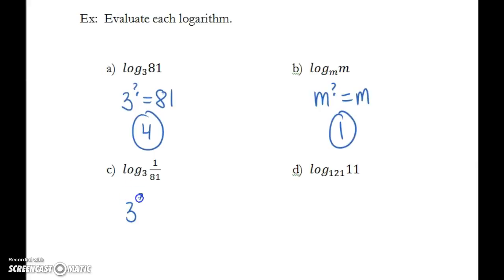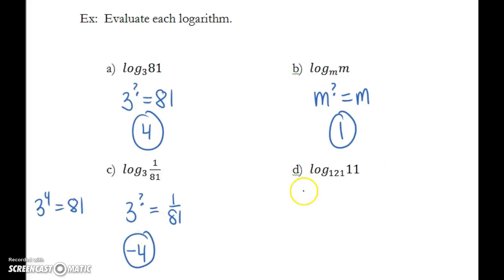Here we have 3 to what power equals 1 over 81. Now we know that 3 to the 4th is 81. But this is the reciprocal of 81. Negative exponents do that reciprocal. They flip what you originally have. So our exponent is -4. 3 to the -4th power is 1 over 81.